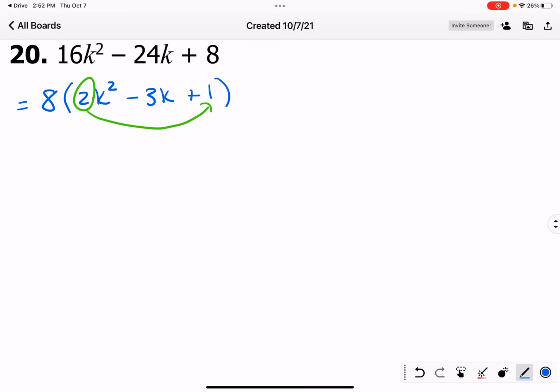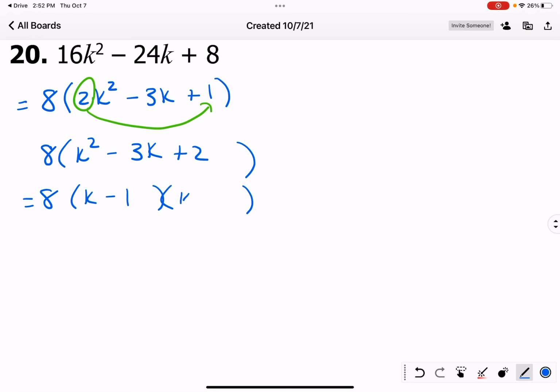We'll rewrite the polynomial, so the factor of 8 just kind of hangs out. So we're left with, oops. I'm going to rewrite the new polynomial now. So we want to do k squared minus 3k plus 2. And then we can factor the basic trinomial that we just created. So two numbers that multiply to 2 add up to negative 3. I think that would be 2 and 1. They're both going to be negative because you have to multiply to a positive and add to a negative.